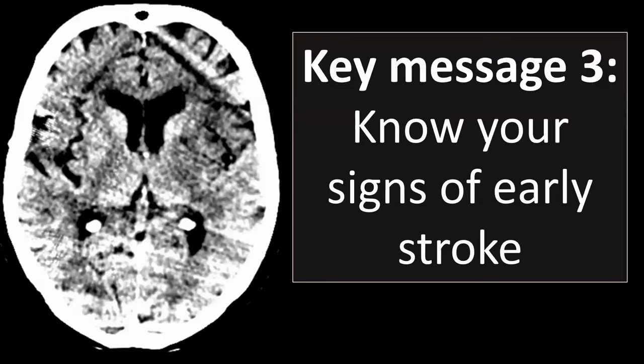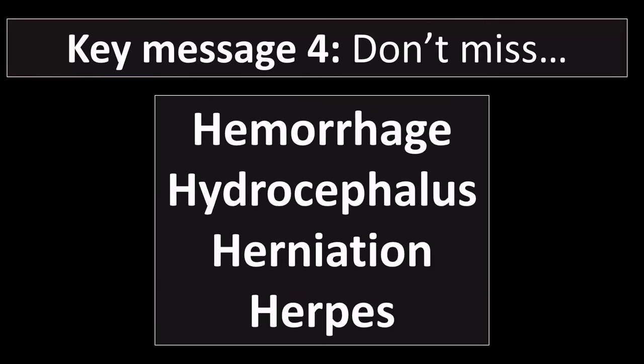The last message, know what to look for when dealing with a patient suspected of having an acute ischemic stroke. Know your early signs of stroke, like the disappearing basal ganglia sign or the disappearing insular ribbon sign. And last message, never miss one of these: hemorrhages, and localize them correctly, hydrocephalus, brain herniation, and when dealing with temporal lobe edema, herpes encephalitis. 4 H's you shouldn't miss: hemorrhage, hydrocephalus, herniation, and herpes encephalitis.